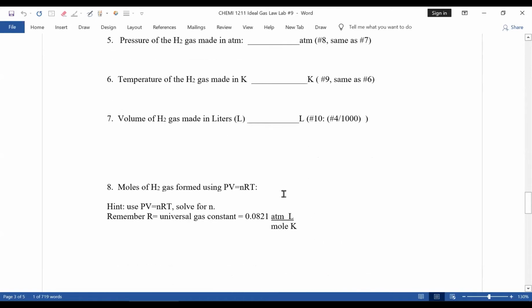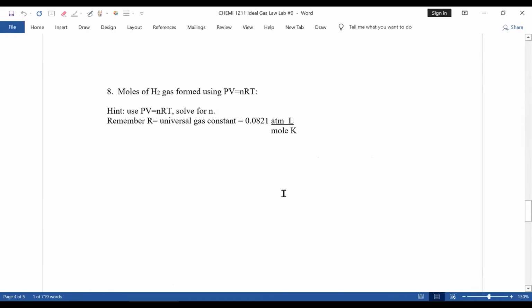Now, number 8, I'm going to make you work a little. Dr. White's mean today. Moles of gas formed, you have to calculate that using PV equal nRT. Solve for n, I've taught you how to solve for one thing on the side. Remember, the universal gas law constant R is 0.0821.